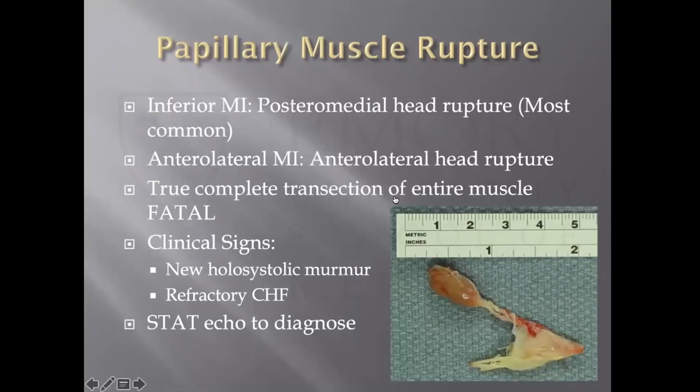Again, as I said, these are all variations on the theme. Papillary muscle rupture. The two classic infarcts that will present with this are an inferior MI, where you affect the posteromedial head of the mitral valve, which is the most common, and an anterolateral myocardial infarction, which will involve the anterolateral papillary head. If you truly completely transect the papillary muscle, it's typically a fatal outcome.